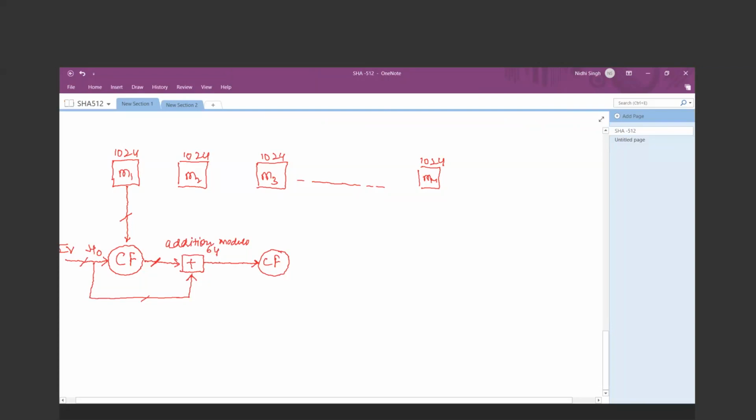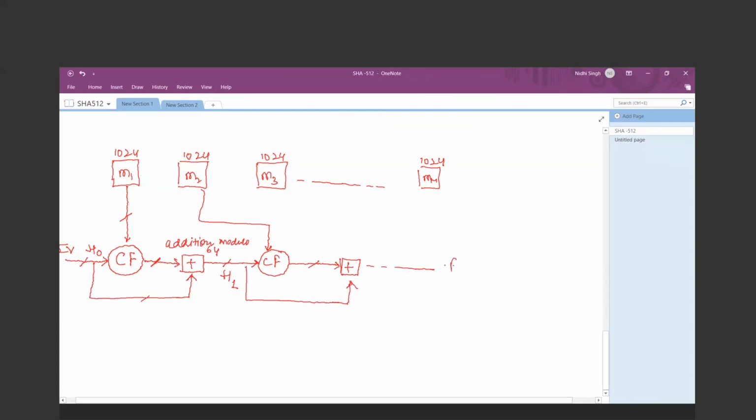Now in this compression function, what output is generated after performing the addition modulo 64? It is H1. Now the other input is M2. Whatever output is generated from there will go inside the addition modulo 64. In this addition modulo 64, the other input is H1. So the same process we have to repeat at the final step.